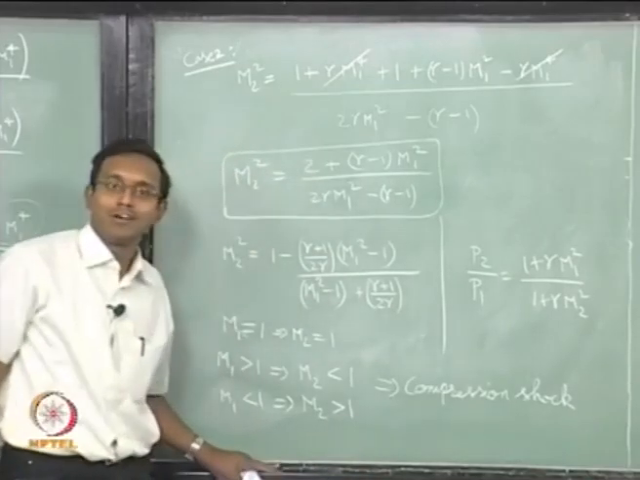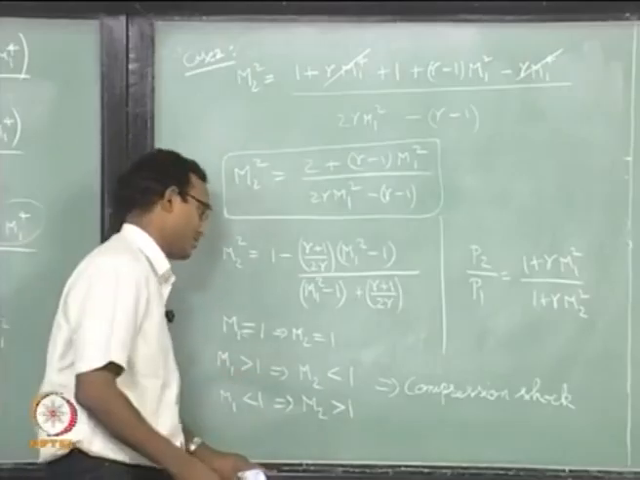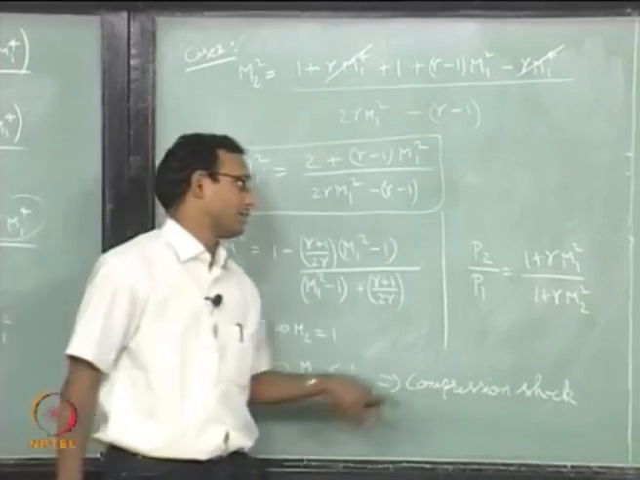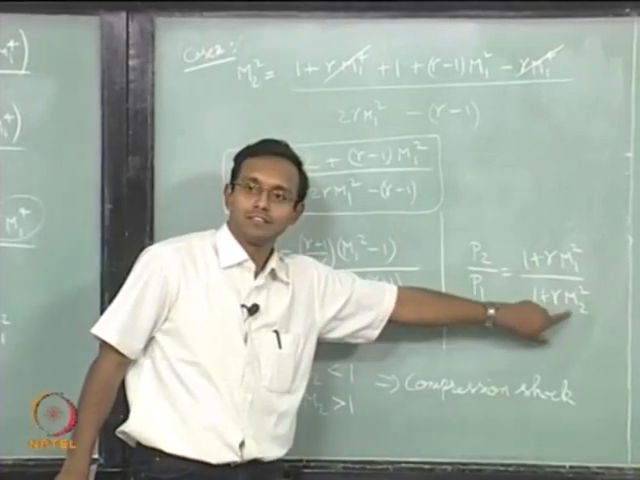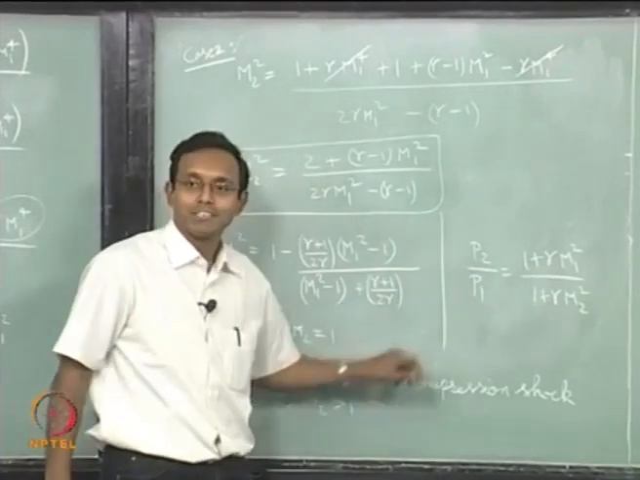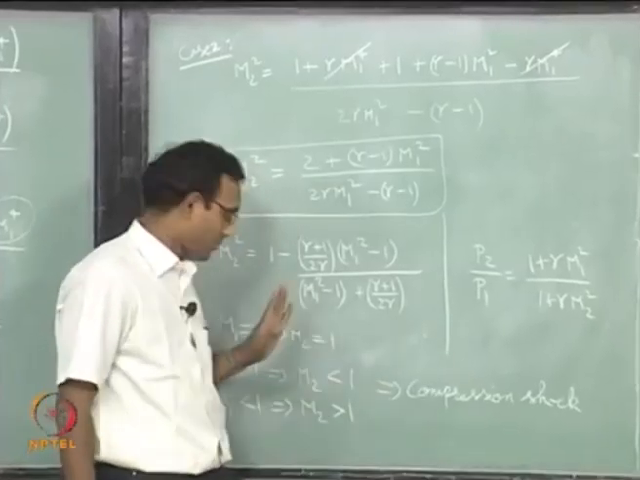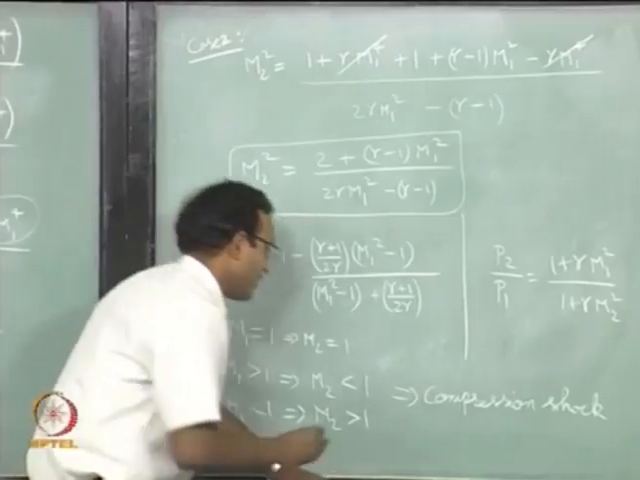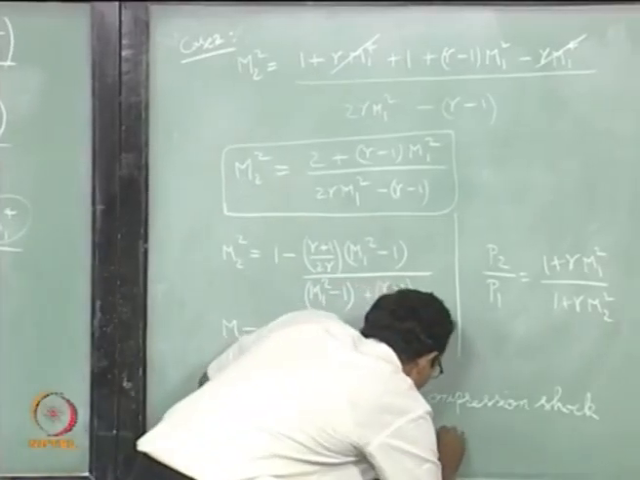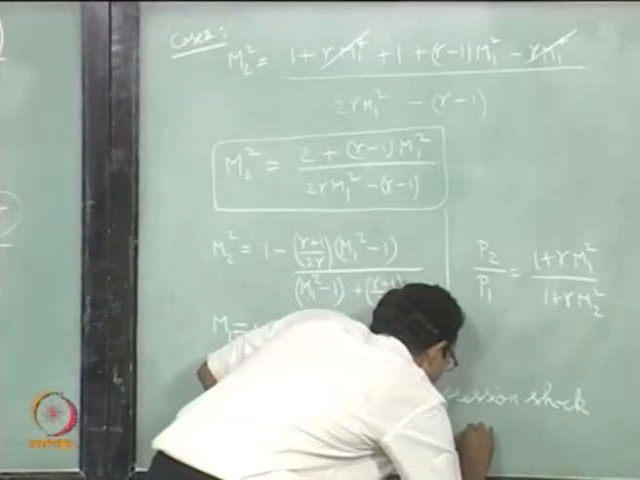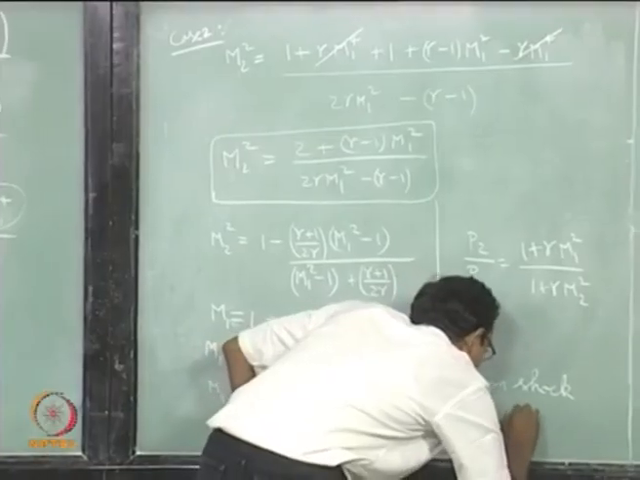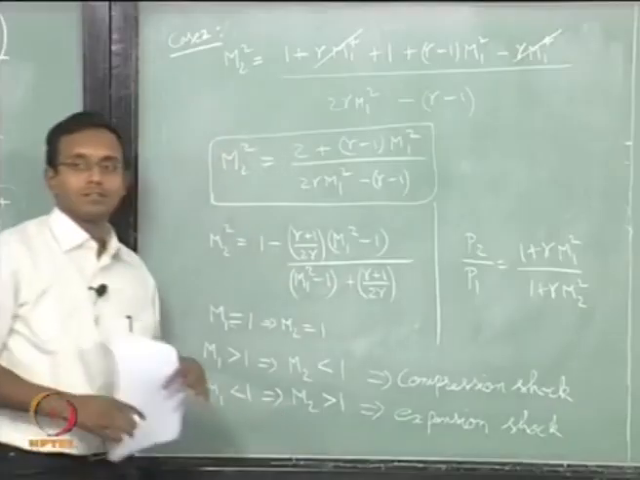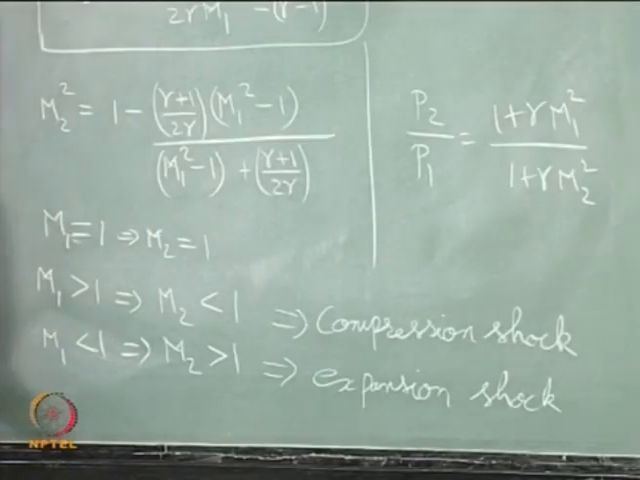My wave, I already called it a shock, so I am calling it a compression shock. If I look at the other one, M1 is low, M2 is high, this is low, this is high, I will go through an expansion process. It is going from subsonic to supersonic, okay, and I will get this to be an expansion shock. Only one of them is possible.